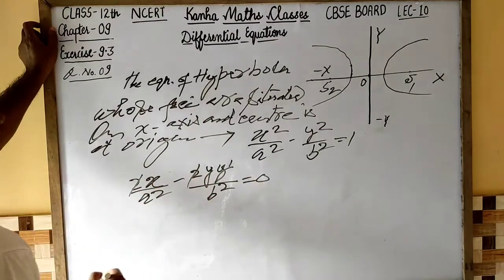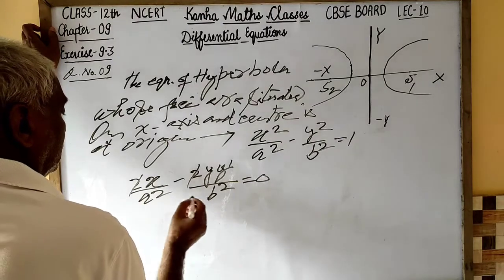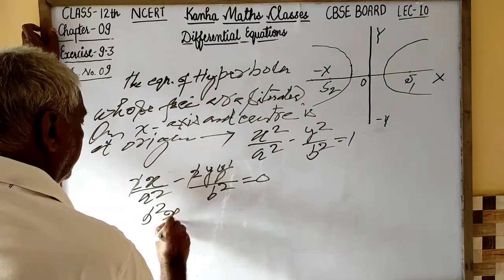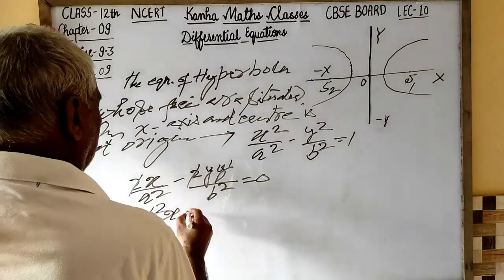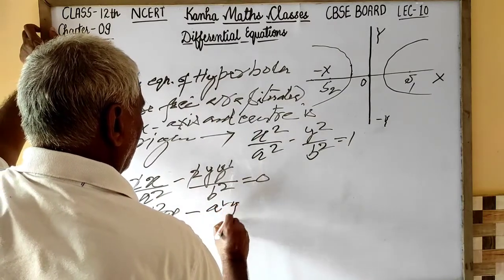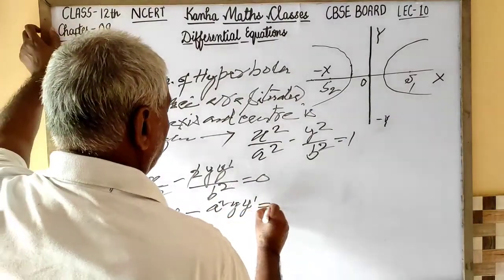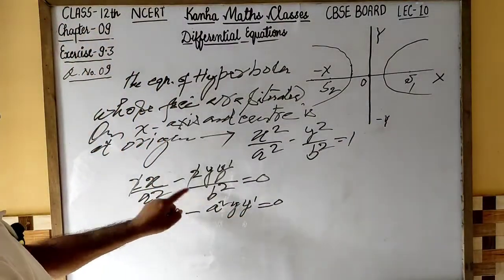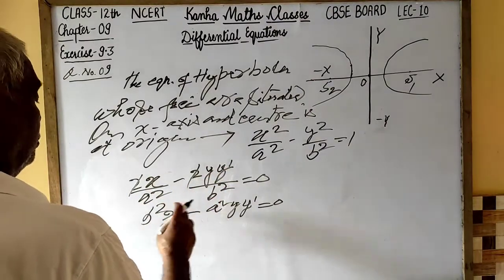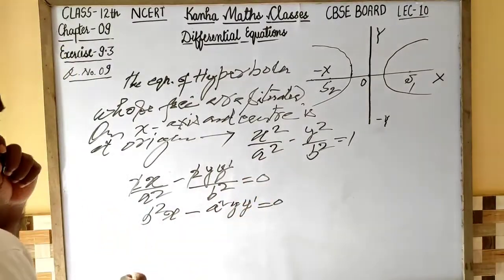2 will be cut on both sides. Here it will be b square x minus a square y dash is equal to 0. b square x minus a square y dash is equal to, multiplying by a square into b square into 0, will be equal to 0.